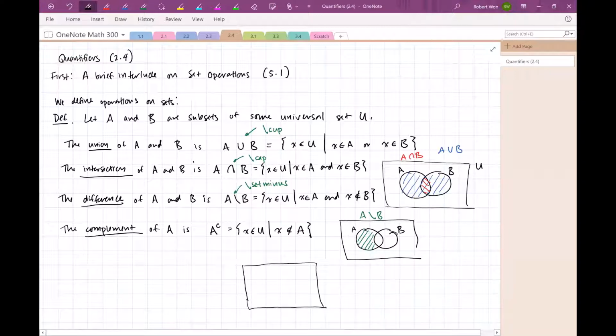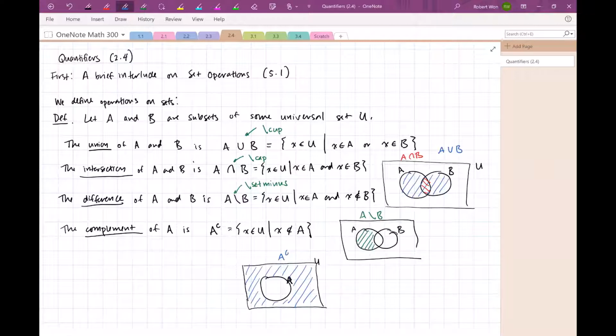So this is just in relation to one set, right? The complement is just everything that's not in the set. This blue here is A complement. And this is why we need a universal set in this definition, because again, the complement is everything that's not in A, but you need to know what everything means, right? So if you change the universal set, then the complement would be different.